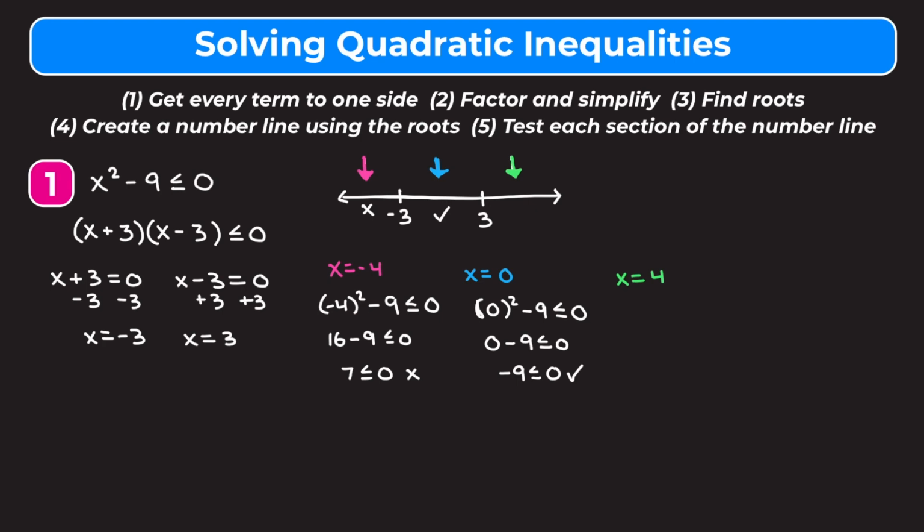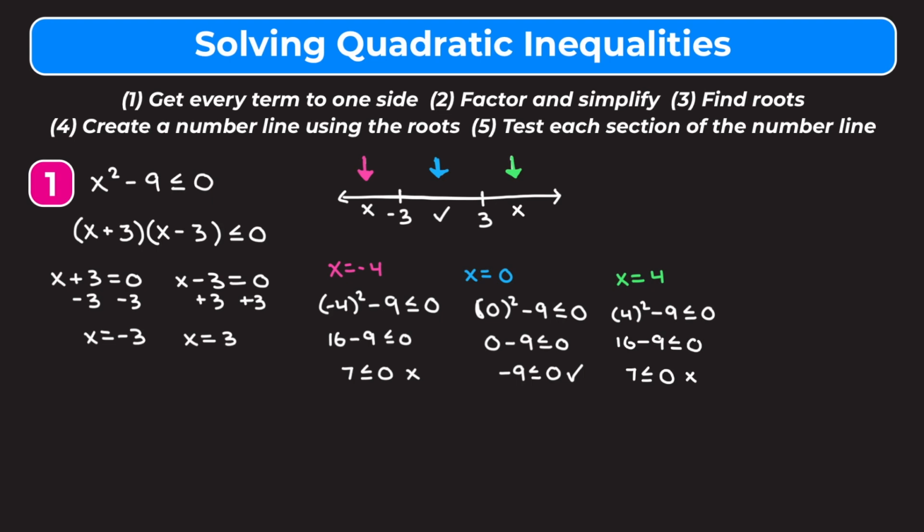So over here, instead of x squared minus 9, we're going to do 4 squared minus 9. We want to see if this is less than or equal to 0. 4 squared is 16. So we have 16 minus 9 is less than or equal to 0, and 16 minus 9 is a positive 7. So we get 7 is less than or equal to 0, which again is not true because 7 is greater than 0. So we get that this part of our number line does not work.